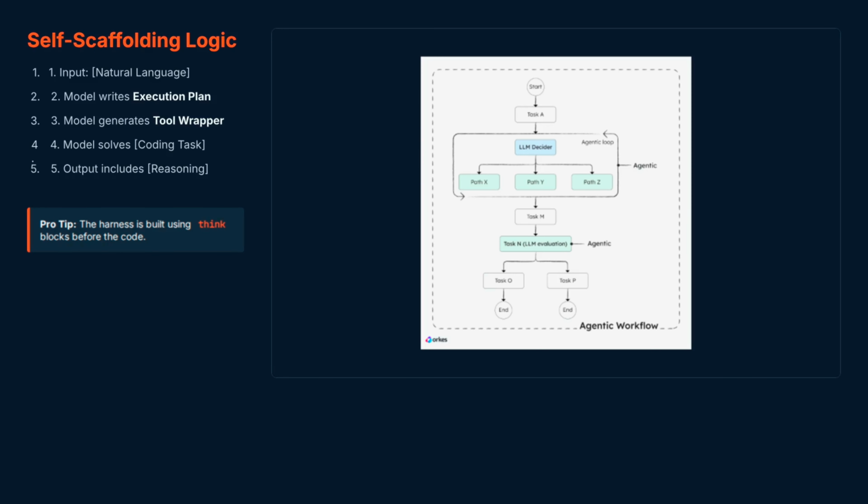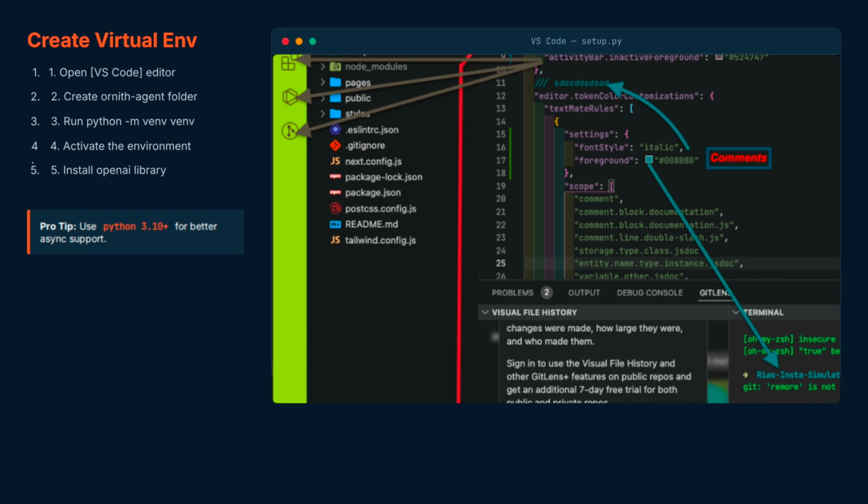The Ornith self-scaffolding logic follows a specific flow. It takes natural language input, writes an execution plan, generates a tool wrapper, solves the task, and includes reasoning in its output. Now set up your project environment.